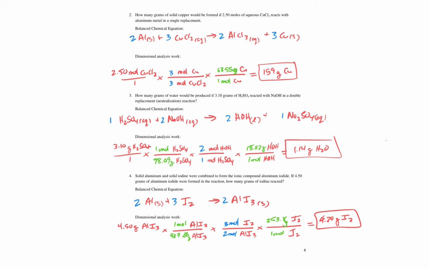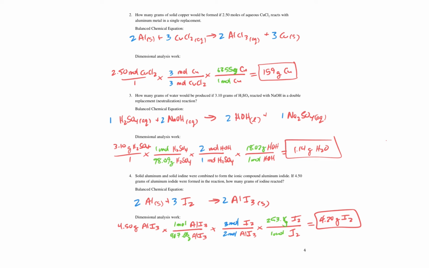And in the last reaction, we have solid aluminum combining with iodine to make aluminum iodide solid. This is actually the reaction we saw that made the purple powder, purple smoke, and we're told that if we produce 4.50 grams of the aluminum iodide in the reaction, how many grams of iodine must have reacted?